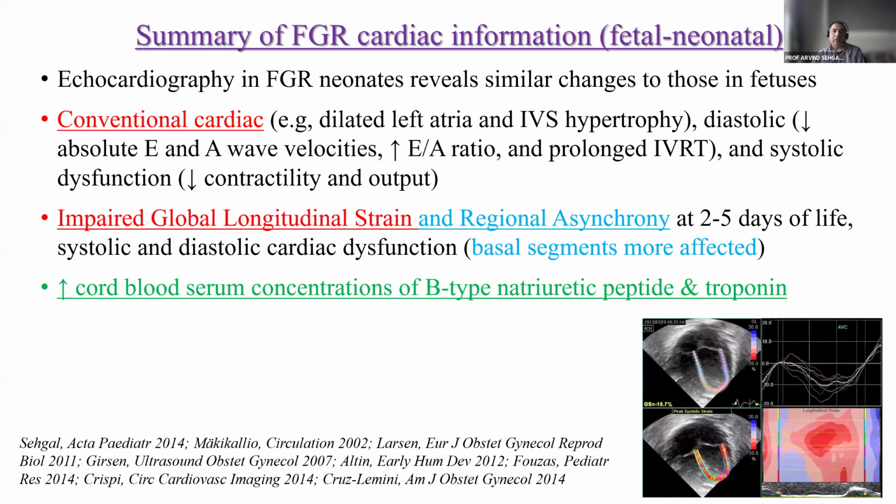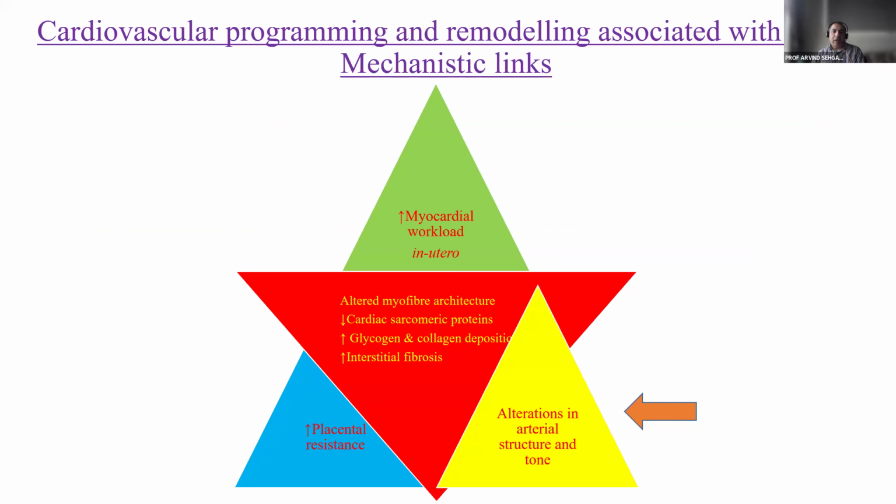We also know that biochemical evidence exists. If you take cord blood and measure serum troponin in growth restricted deliveries, those levels are significantly higher versus a similar gestation but well-grown baby. So there is a wealth of data available, and it's not an isolated thing. There is intermingling and mechanistic links. The heart is affected in terms of architecture, but my focus today is mainly on the structure of the arteries and the tone of the arteries, and how they impact the heart by increasing myocardial workload and generating dysfunction.